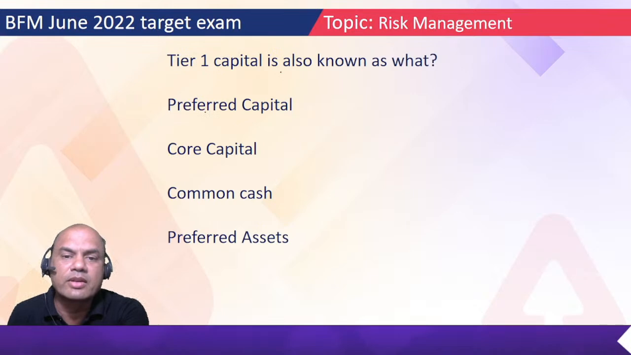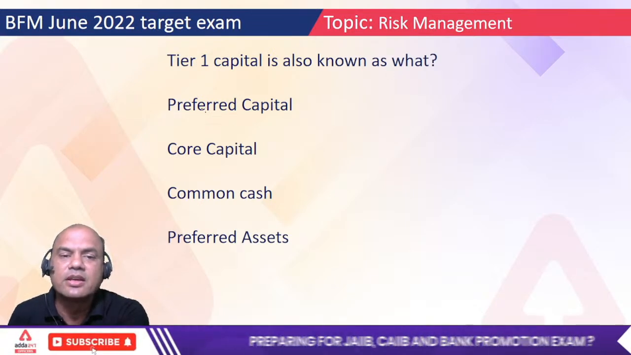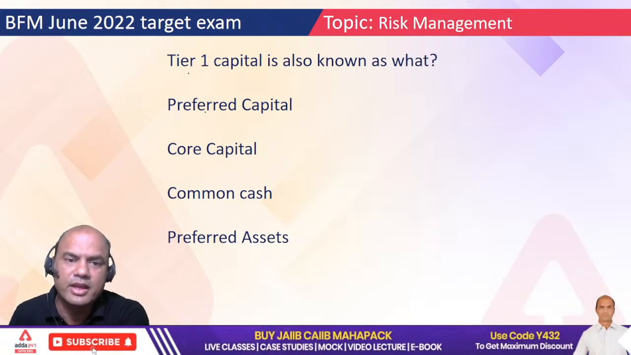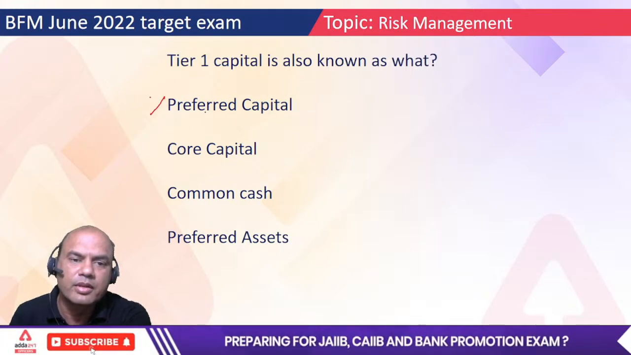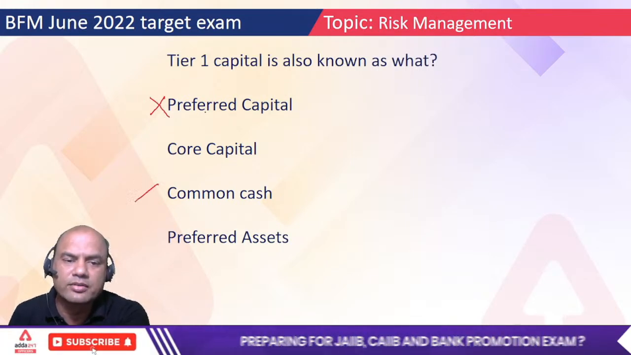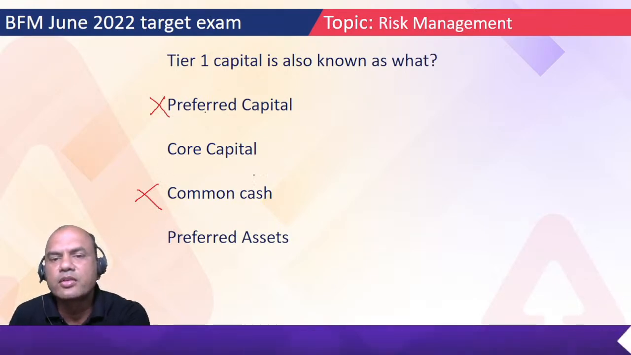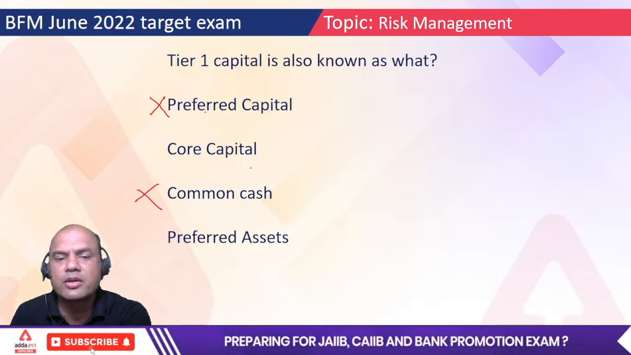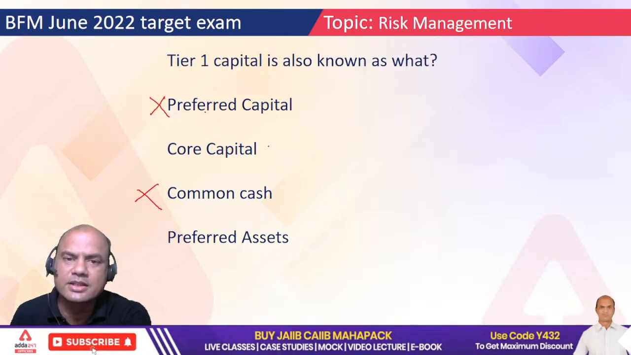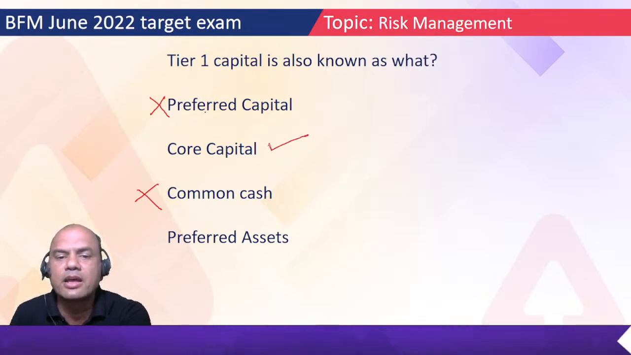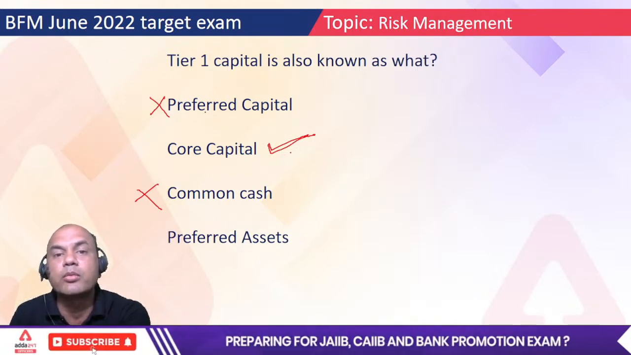Tier 1 capital is also known as what? Preferred, core, common cash and preferred assets. Answer is very simple. A, B, C or D. Type fast. A is out. Cash is out. So core capital, preferred assets. What is the answer? B or D? Yes, the answer is core capital. Tier 1 is always the core capital, and tier 2 is known as supplementary or borrowed capital.